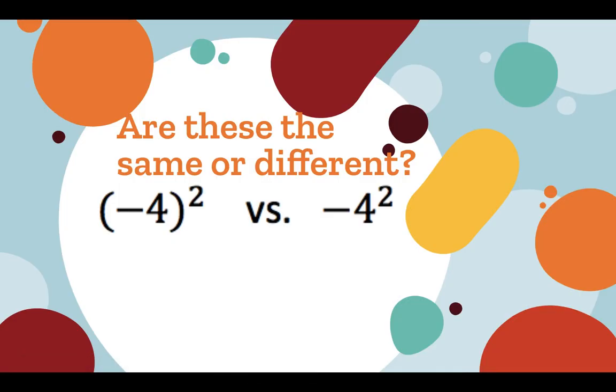All right, looking at these, are these the same or different? So we have (-4) in parentheses squared versus -4 squared, or to the second power. Are they going to be the same or different? I hope you said they're different. So let's prove why. If we're looking at our first example, in parentheses negative, we could say the quantity of -4 squared.